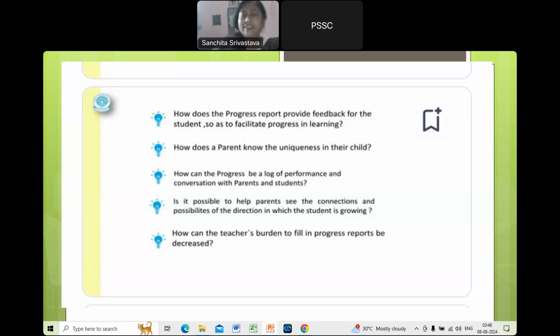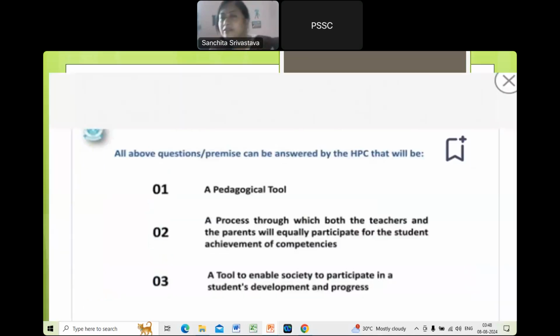But finally, are you satisfied? No. Why? Because the report card that we are giving is only half assessment, isn't it? The evaluation procedure is half, right? So all the above questions can be answered by the HPC, the holistic progress card. That is why the holistic progress card is a pedagogical tool. It is a very useful method.